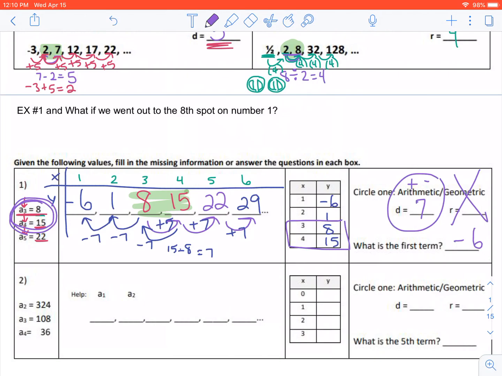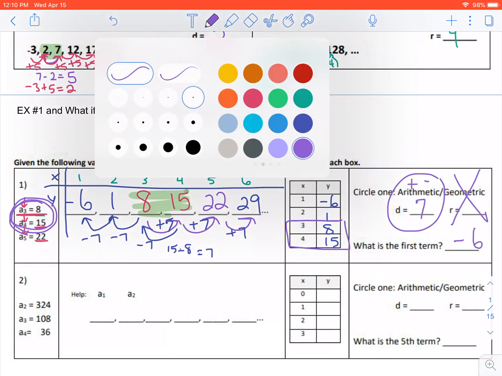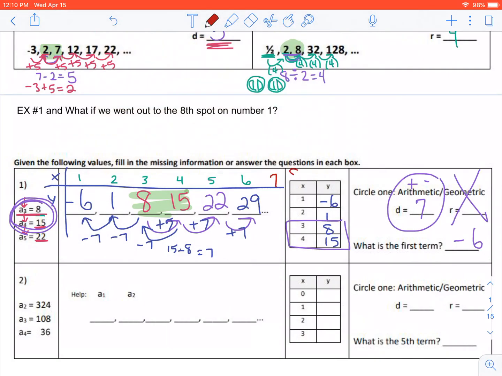If we wanted to continue to find the 8th term, which you're going to have to do on your own in a little bit, you could extend this table by adding a 7th and an 8th spot and then just making a note of what goes in those places.